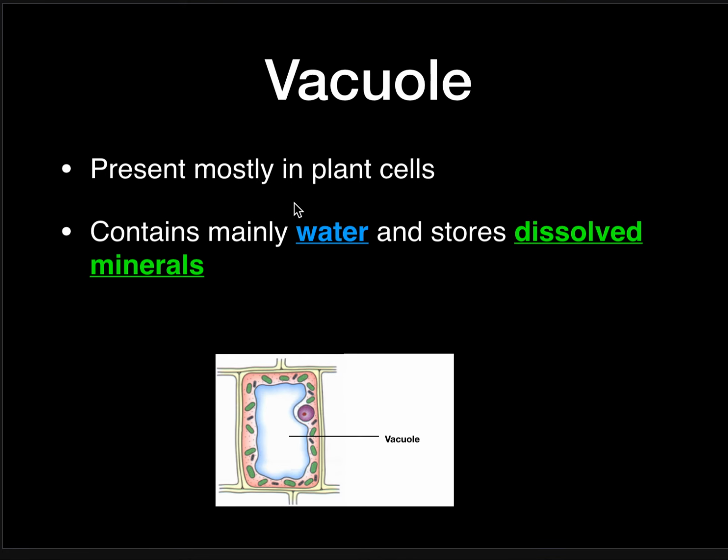And for the vacuole, it is present in most plant cells, mainly containing water and some dissolved minerals. These minerals dissolve in water and are then stored here. But for animal cells, they can normally obtain these by eating, that means by food. So they do not have a very large vacuole.